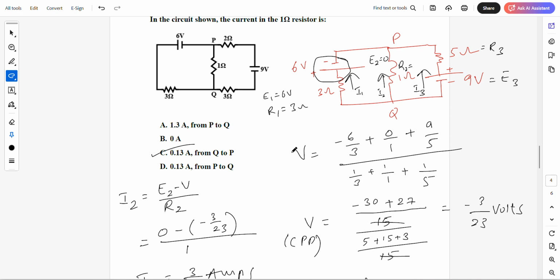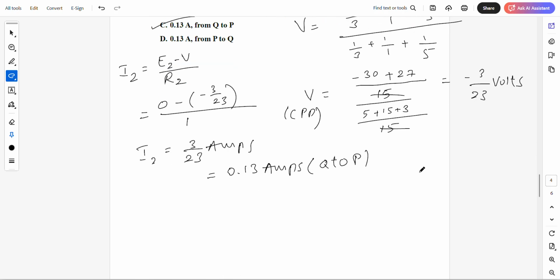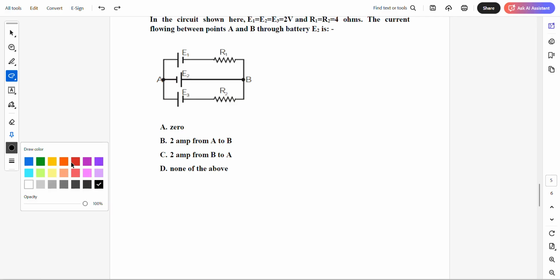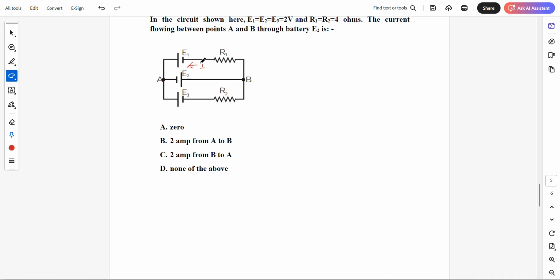Okay, kindly do remember this formula and be careful here when there is a reversal in the polarity. Okay, now last problem. We will take it like this only, this is I1, this is I2 and this is I3.